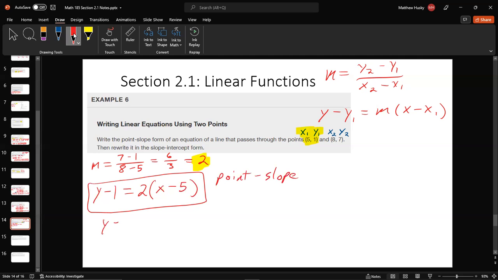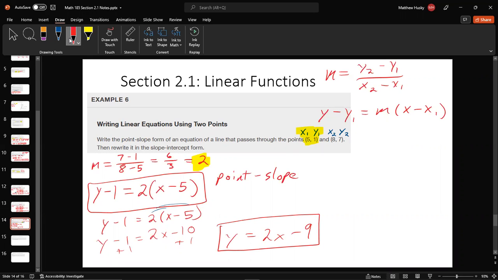Let's break out some distributive property here. Multiply a 2 right there. What is that? Y minus 1 equals 2x minus 10. And we will add 1 to that. And when you do, you get 2x minus 9. There you have it. That is the slope intercept form of that equation.